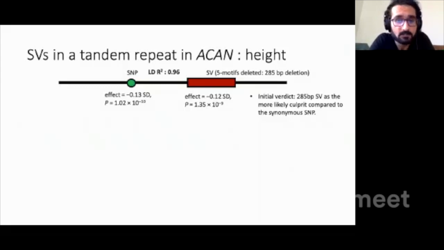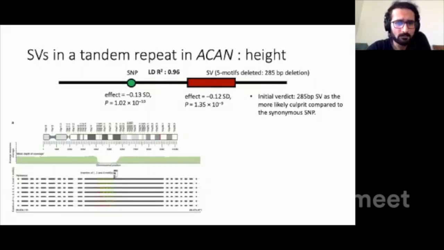And we found, one may say, a tagging SV, a 285 base pair deletion from an exon, with quite a high R-square of 0.96. Our initial verdict, as soon as we saw that, was probably that it is the SV that is the more likely culprit compared to the synonymous SNP. But when we looked more carefully at the same sites where we found the SVs, we saw many other SVs with different sizes. And we quickly realized that this was actually a tandem repeat region.